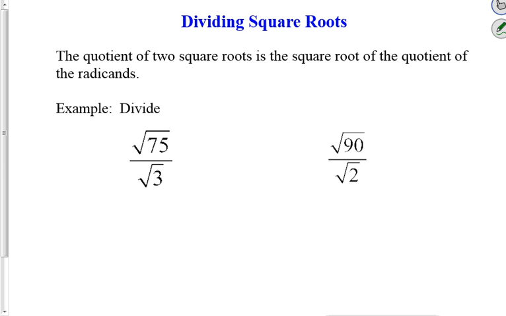All right, let's talk about dividing square roots. It says the quotient of two square roots is the square root of the quotient of the radicands. Very similar to the multiplication process, right? And remember, the quotient is the answer you get when you divide, correct?